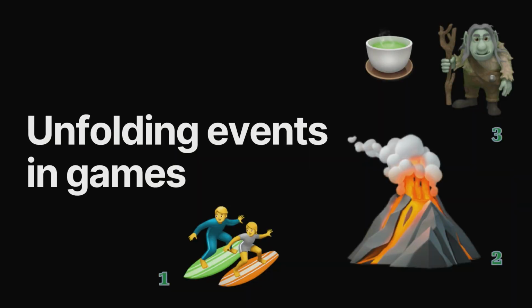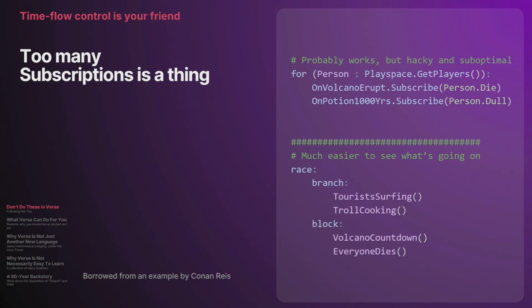So in this example, inspired by Conan Rice, we have the action of tourists surfing around the island and another action of an impending volcano. The surfer's mission is, before the volcano erupts on countdown, to disturb a troll on the island so that the potion she's cooking doesn't reach 1,000 years old. These things take place simultaneously, and a logic weaves through them, which is very common in games.